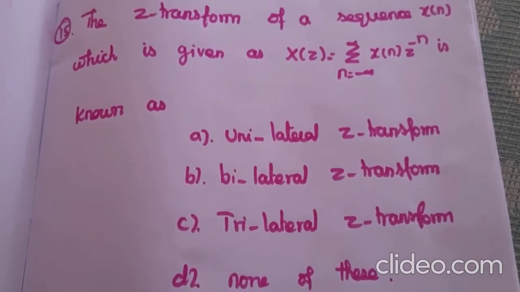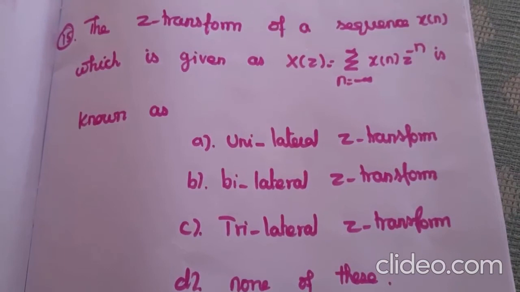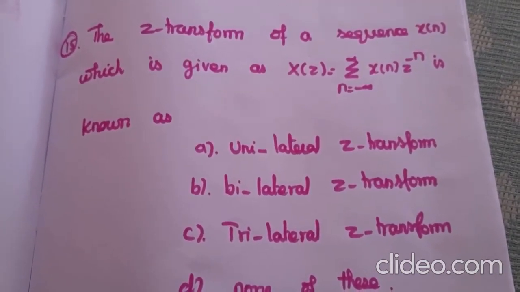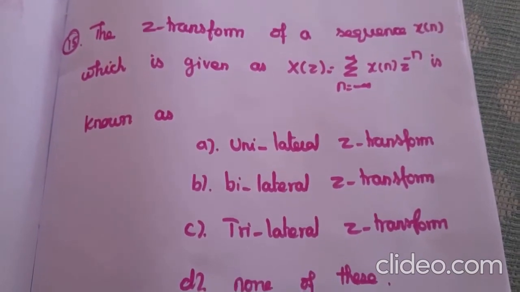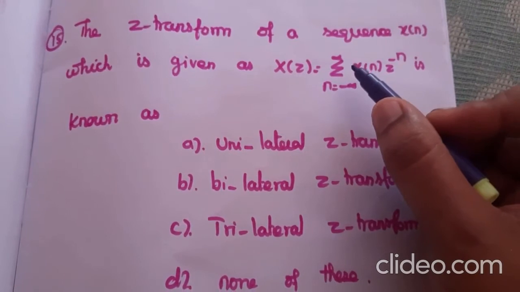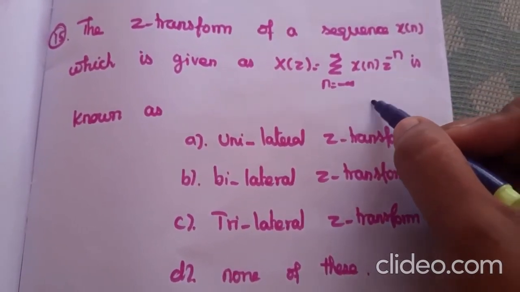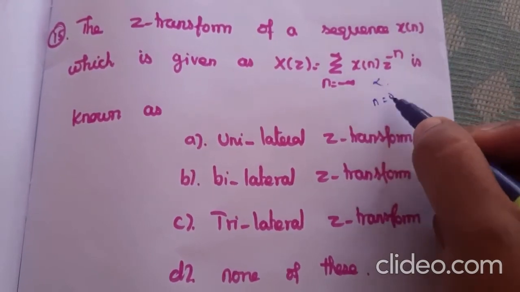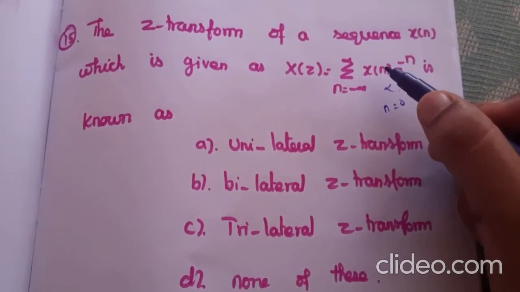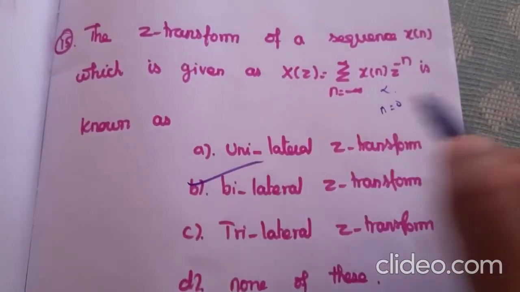15th question, the z transform of a sequence x of n which is given as X of z is equal to summation of n is equal to minus infinity to infinity x of n z power minus n is known as, and here n is from minus infinity to infinity. So this is known as bilateral z transform. When n is equal to 0 to infinity, that is known as unilateral z transform. When n is equal to minus infinity to infinity, this is known as bilateral z transform. So here the answer is B.